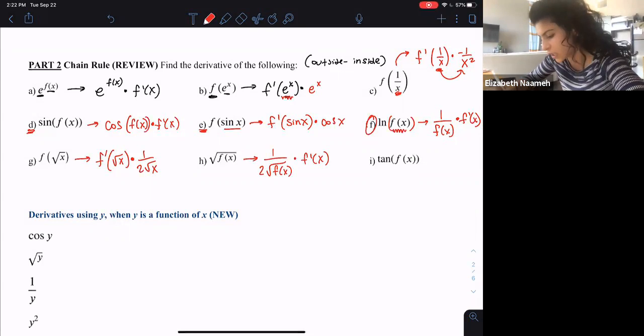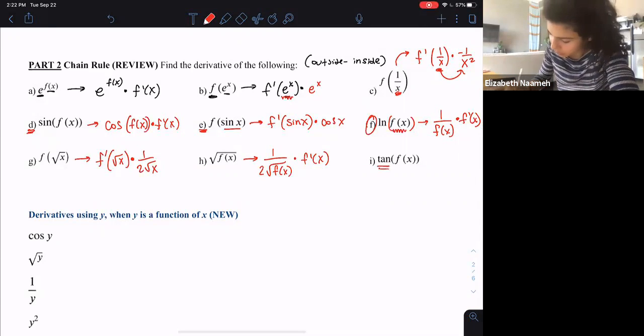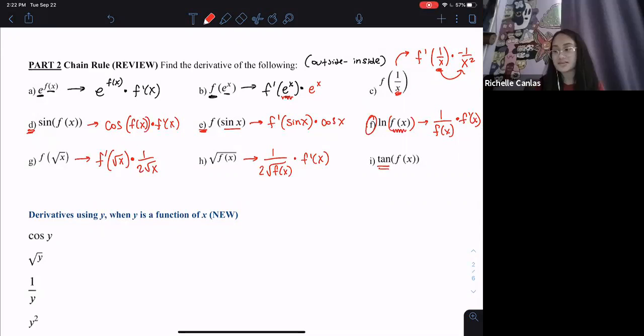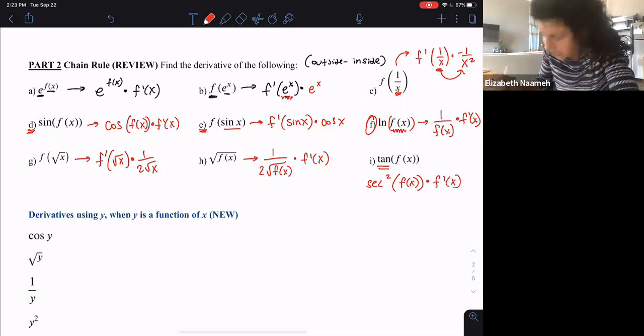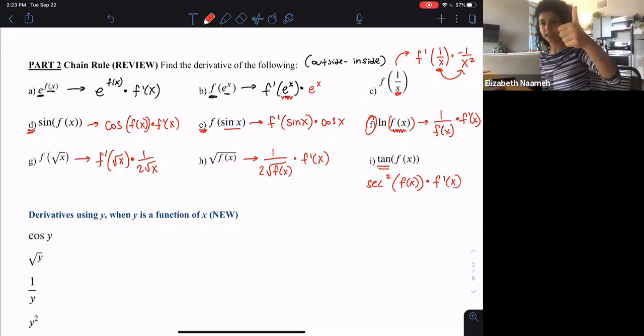Last one, tangent of f of x. Write it down and try it yourself. Take the derivative of the outside first, inside stays fixed. Rochelle, what's the derivative of the outside function? Secant squared of f of x stays the same, times f prime of x. Just like that. Very good. Did you guys get that? Okay, great. Let's move on.